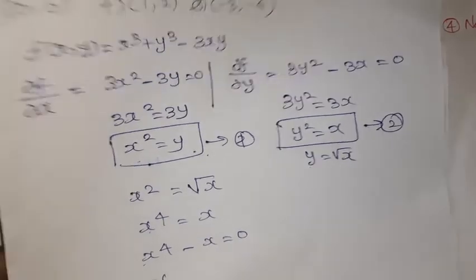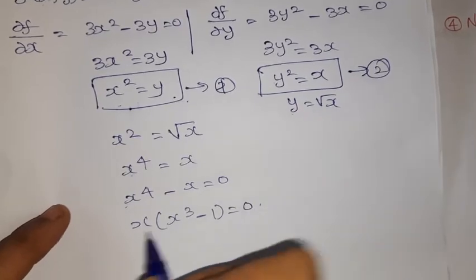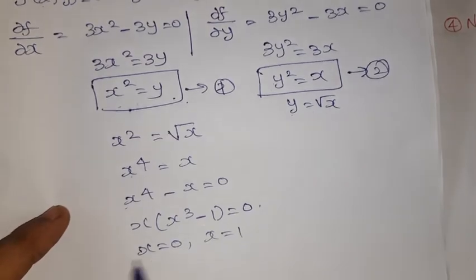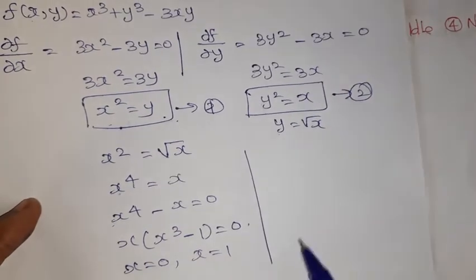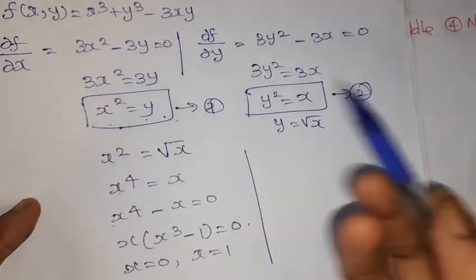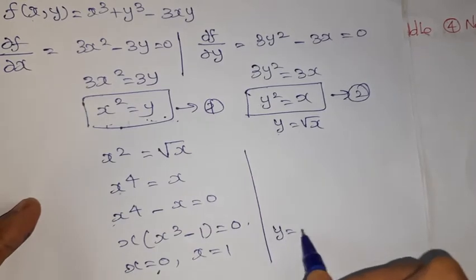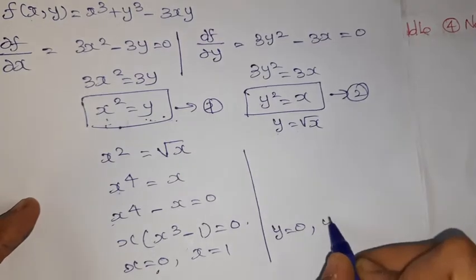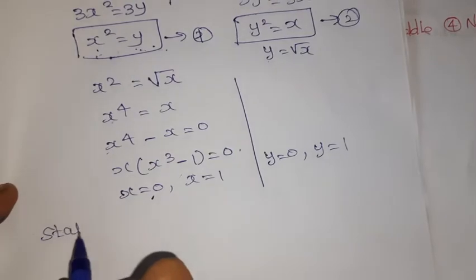Then, taking x as common, x into (x cube minus 1) equals 0. Then we get x equals 0 and x equals 1, so x equals 0 comma 1. By substituting these values in either of the equations, we can find the y value. If x equals 0, the y value is also 0. If we substitute x equals 1, 1 squared equals 1, so y equals 1.